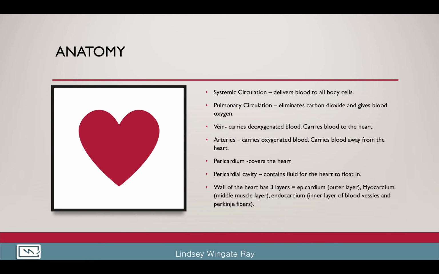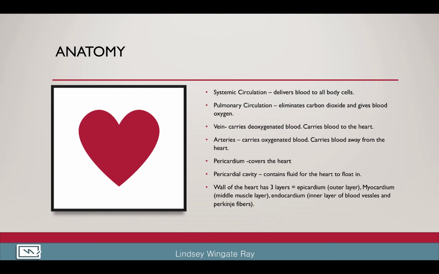Let's go over some of this important anatomy. You need to know this anatomy in the cardiovascular system because it's essential for coding. Systemic circulation delivers blood to all of the body cells. Pulmonary circulation eliminates carbon dioxide and gives blood oxygen. A vein carries deoxygenated blood, and it carries blood to the heart. Arteries do the opposite. They carry oxygenated blood, and they carry the blood away from the heart.